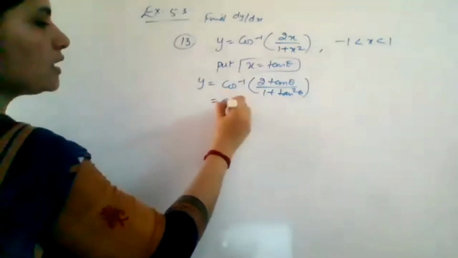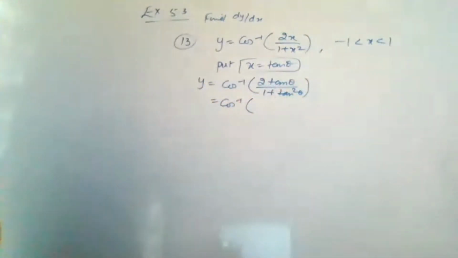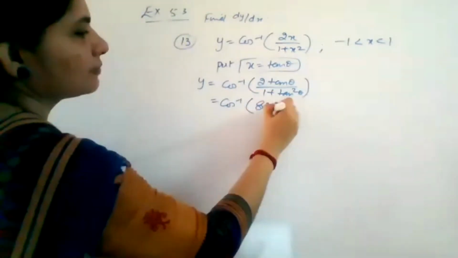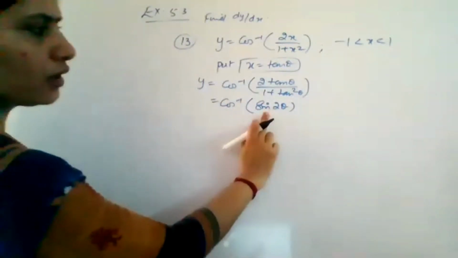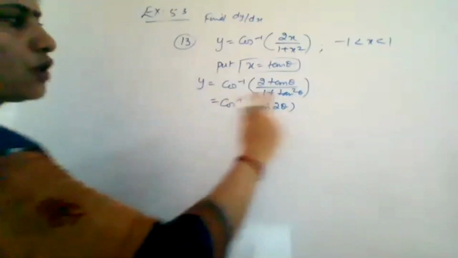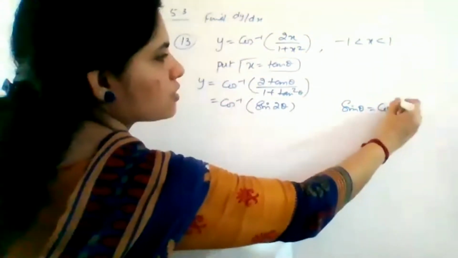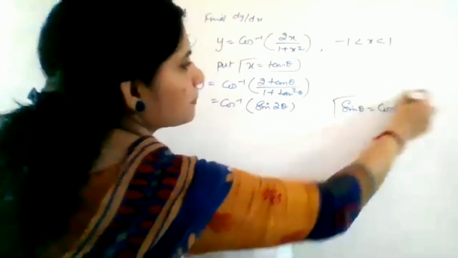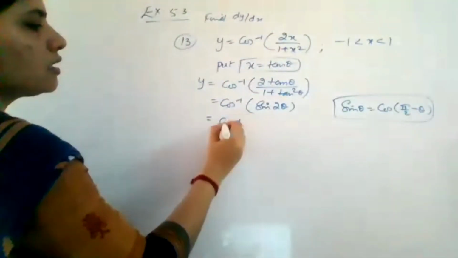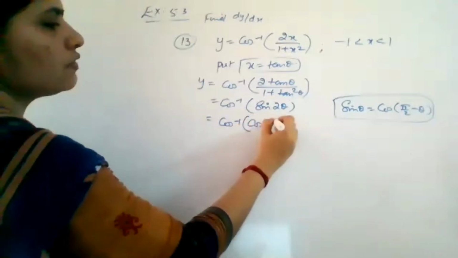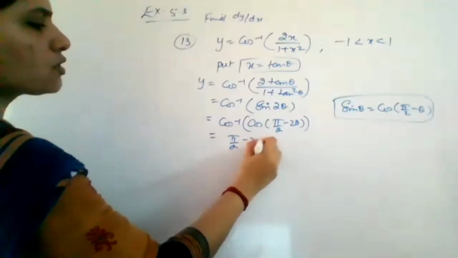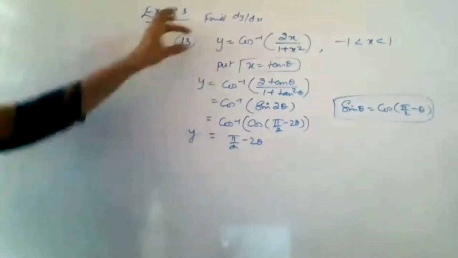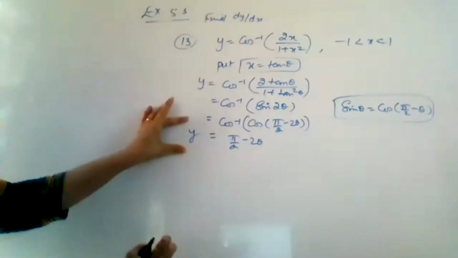And this will give you cos inverse of, what is this? 2 tan theta by 1 plus tan square theta is sine 2 theta. But again, we cannot cancel these and write 2 theta. For that, we have to first replace this sine in terms of cos. Again, we can use sine theta is equal to cos of 90 minus theta, so that this question becomes cos inverse of cos of (pi by 2 minus 2 theta). So we will get pi by 2 minus 2 theta as your y. So we are starting with y and we have reached till y only.